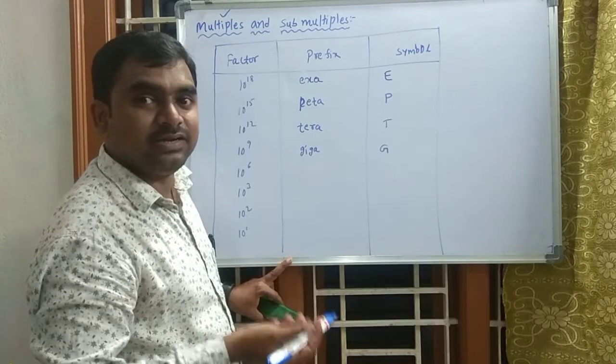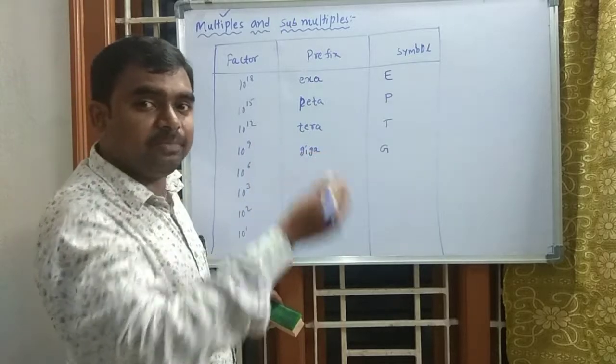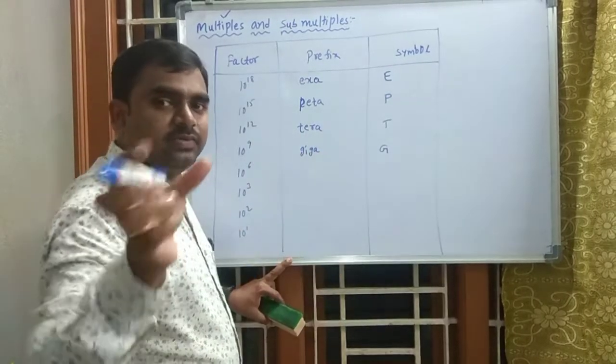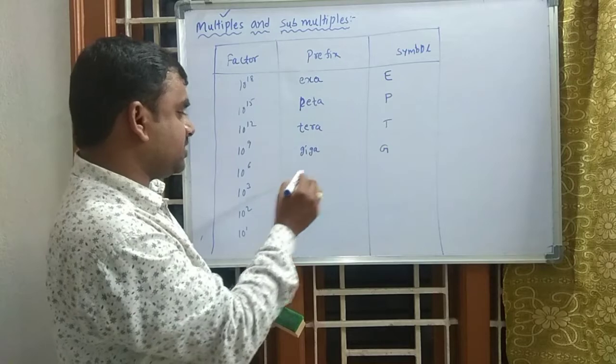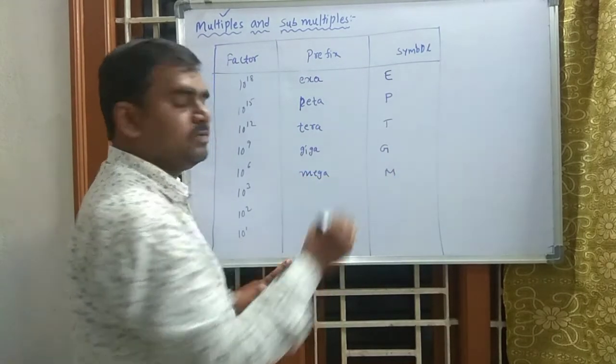Your mobile memory card, 10 GB. G means giga. Giga means 10 power 9, 10 power 9 bytes. That much memory is in your mobile. Okay, 10 power 6, it is mega. So mega we are representing with capital M.